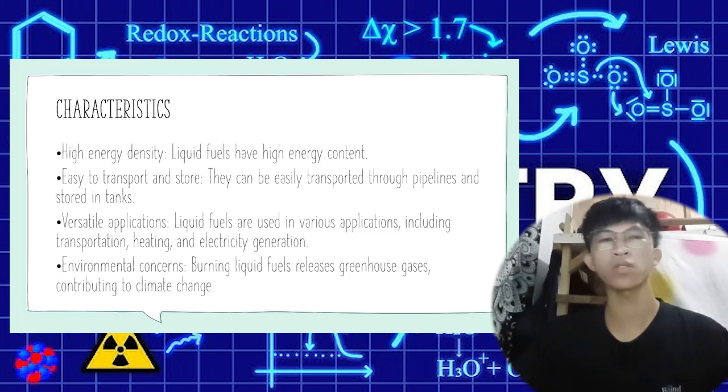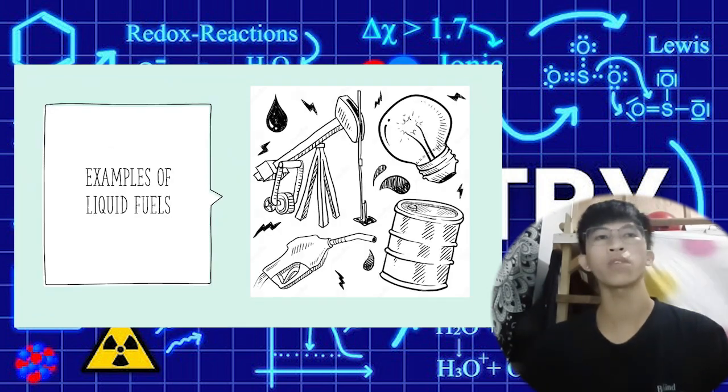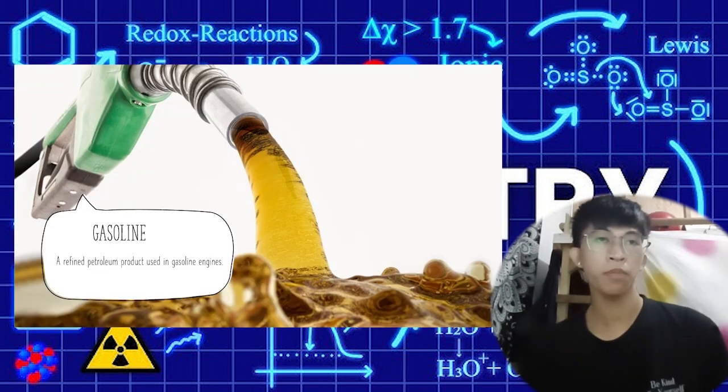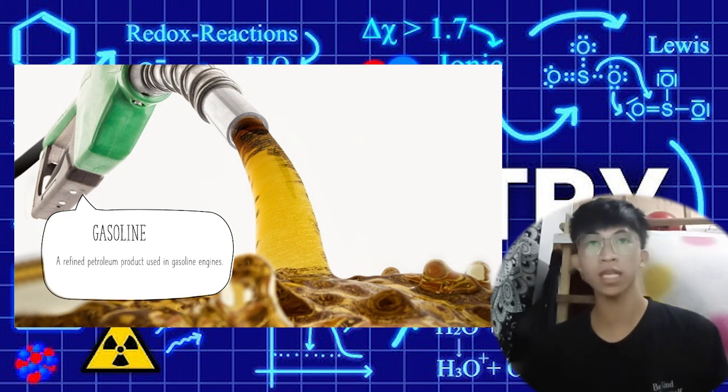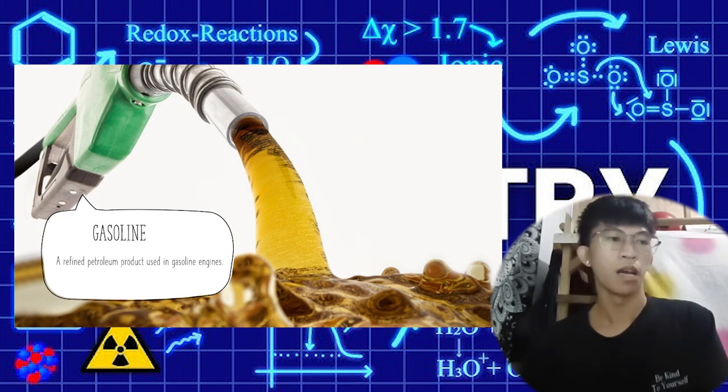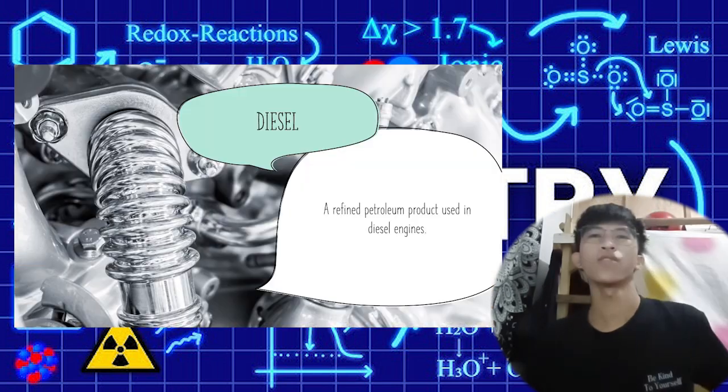So let's move on to the examples of liquid fuels. Number one example is gasoline. It is a refined petroleum product used in gasoline engines. Gasoline is made from crude oil and other petroleum liquids, and it is mainly used in vehicles.